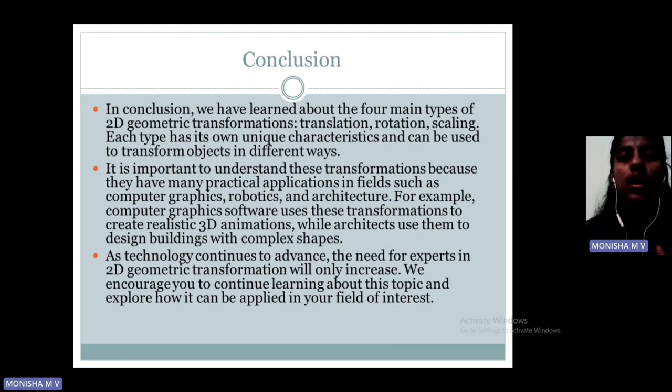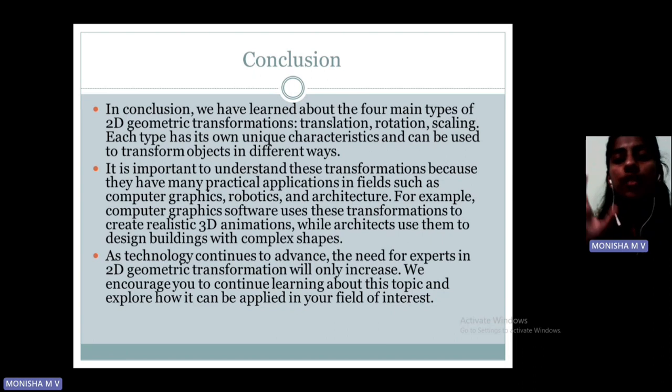It is important to understand these transformations because they have particular applications in fields such as computer graphics, robotics, and architecture. Computer graphics has a wide range of applications, and architecture uses computer graphics. In computer graphics they use 2D and 3D transformations to see the virtuality of a building under construction, bridges, monuments, or anything else.